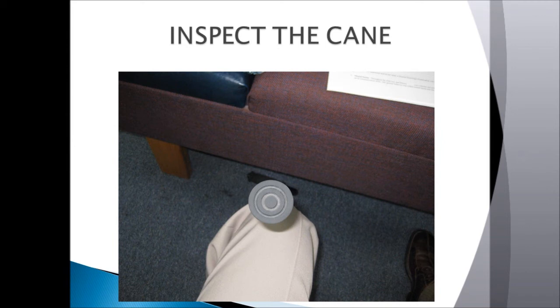Now, it could be that they just put this brand new rubber tip on this cane yesterday, and that would be something to ask the examinee about. Is this the original rubber tip, or have you replaced this rubber tip?